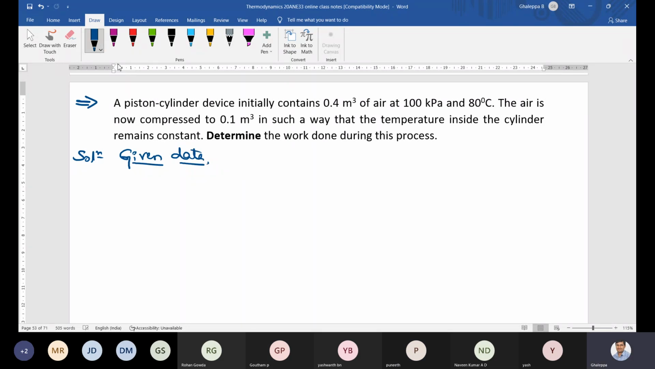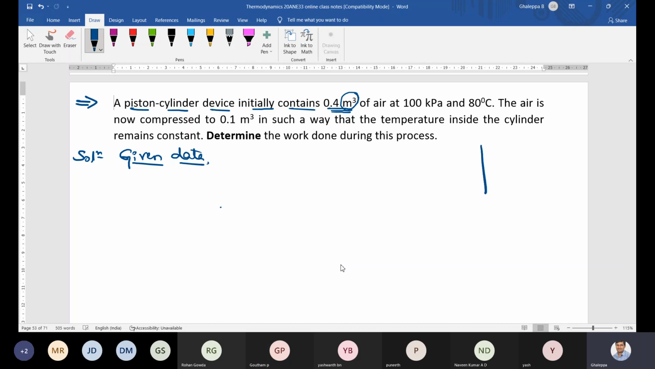Okay, read the statement. A piston cylinder device initially contains 0.4 meter cube. He has not used the word pressure, volume or temperature. He will not use it also. So based on the unit, you have to decide which property it is. Which property is given now? Volume. So what should we write here in the given data?